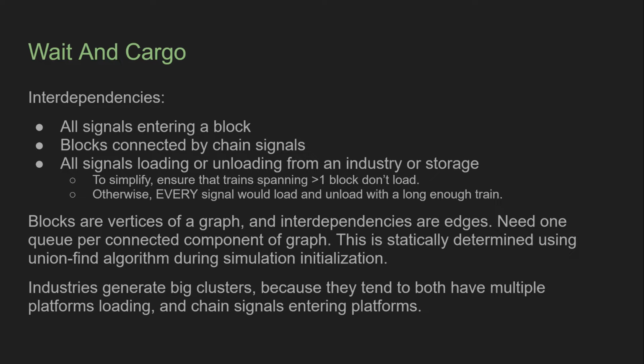Finally, all of the signals that share an industry or that share a storage are also going to be interdependent. And interestingly, in order for this to work, I found a subtle bug, which is that I need to ensure that trains spanning more than one block don't load. Otherwise, you could have an arbitrarily long train, and basically every signal would be able to load or unload from an industry, so long as the train didn't cross itself, I suppose. And so this would cause a nightmare where every block is interconnected with every other block.